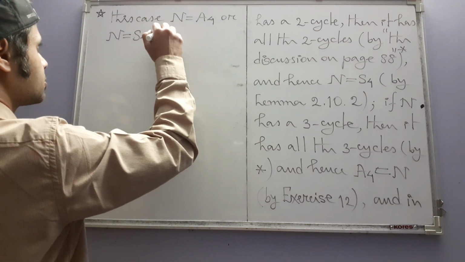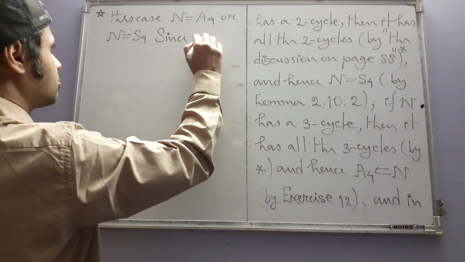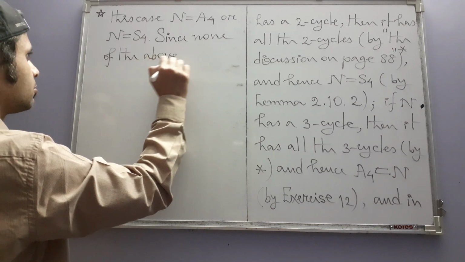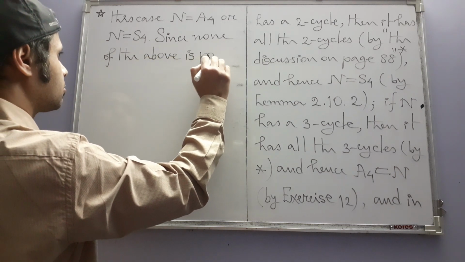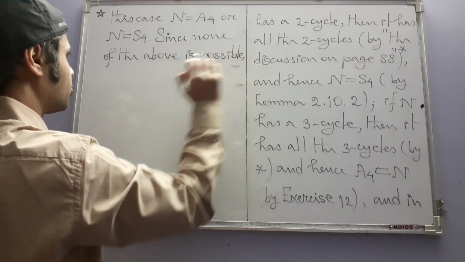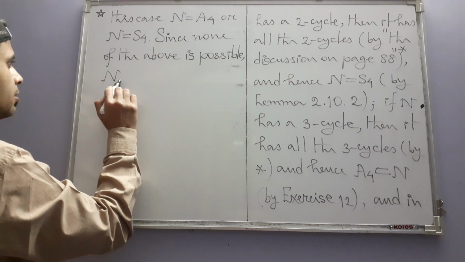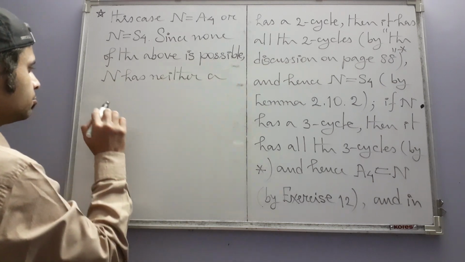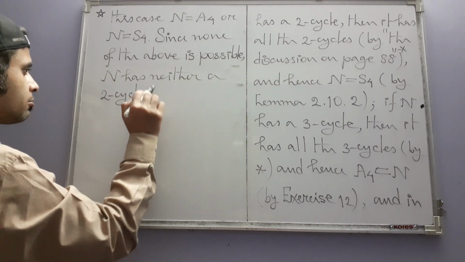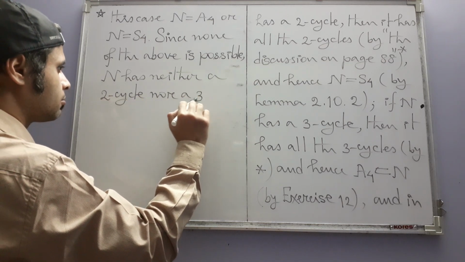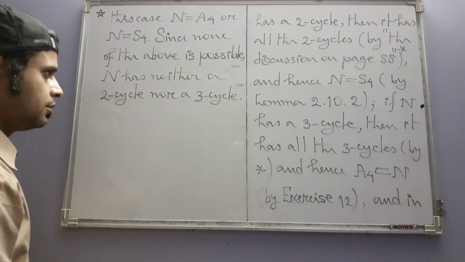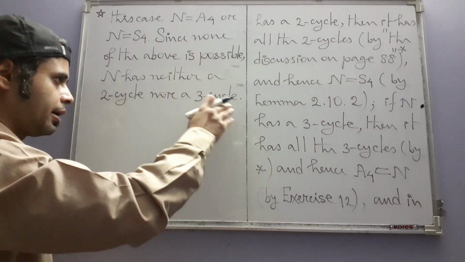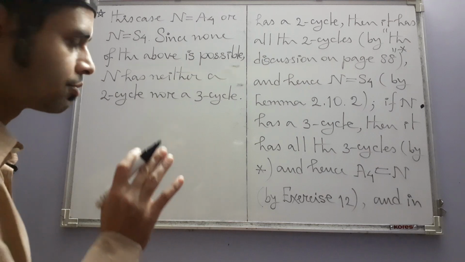So we continue. Since none of the above is possible, N has neither a 2 cycle nor a 3 cycle. Okay. Now based on this fact and the previous paragraph, we are next going to write something else.